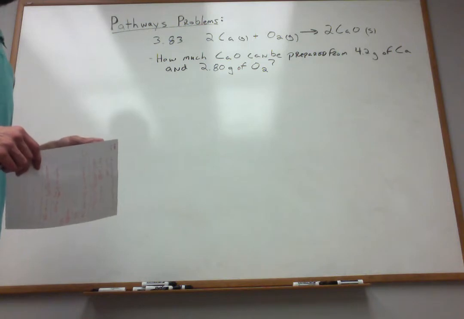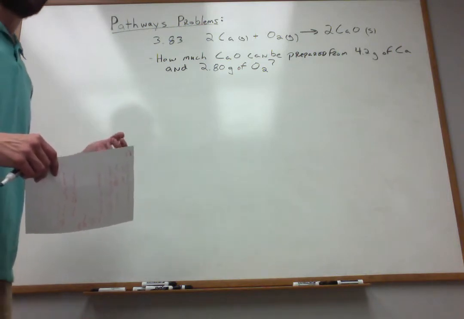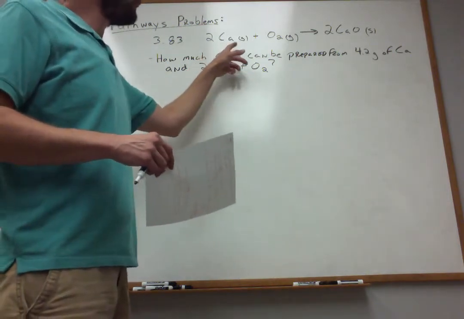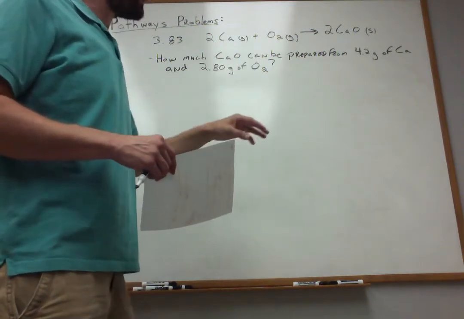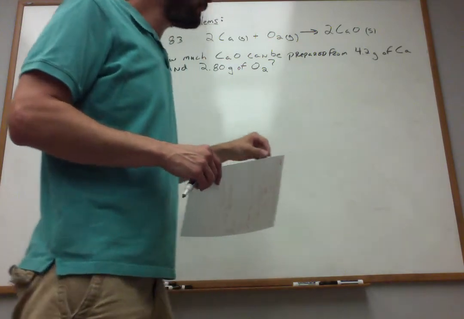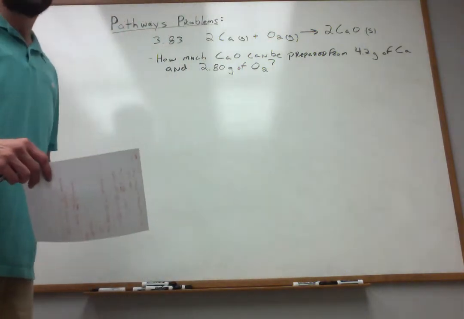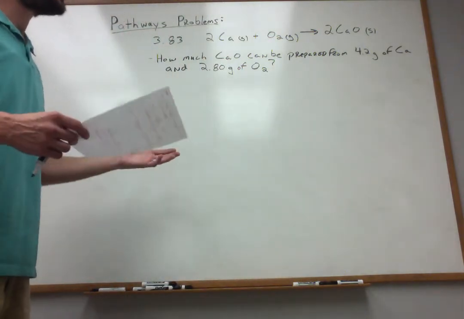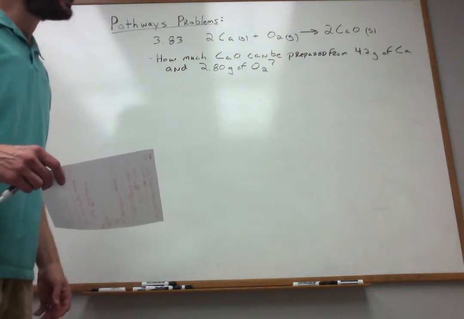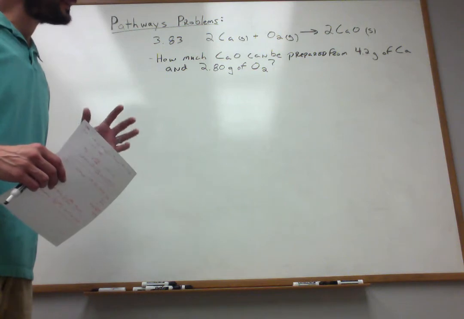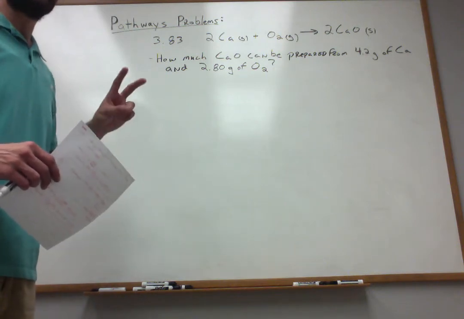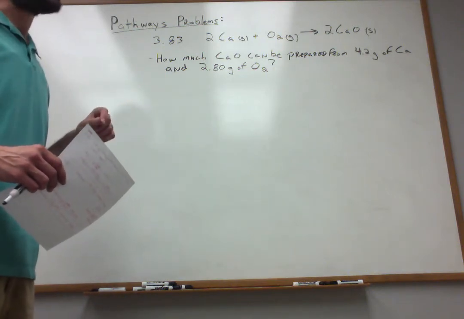But we're told how many ingredients we've got, okay? The ingredients being the reactants, the stuff on the left of the arrow. We're told that we've got 4.2 grams of calcium and 2.8 grams of oxygen. We want to know how much calcium oxide we can make. Now I look at this problem and I instantly recognize it because I've seen a lot of these as one of these limiting reagent problems.